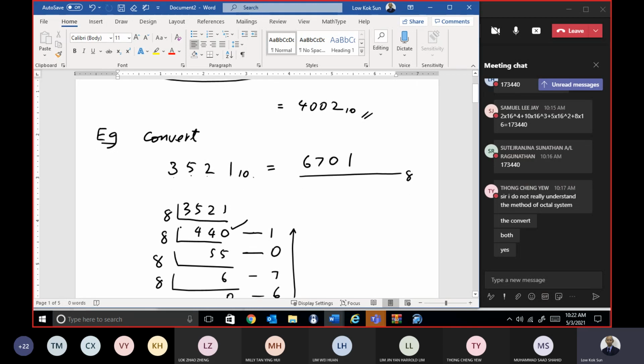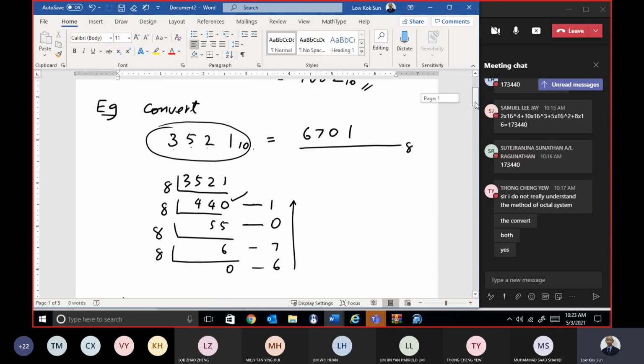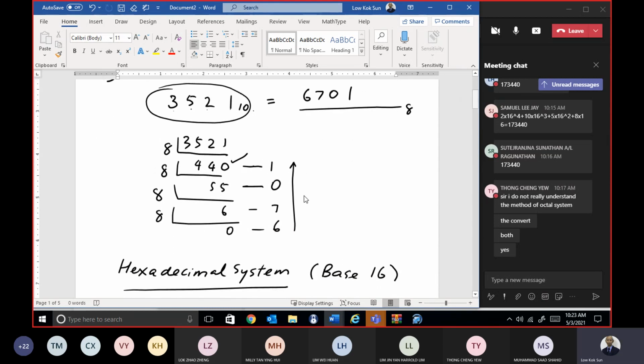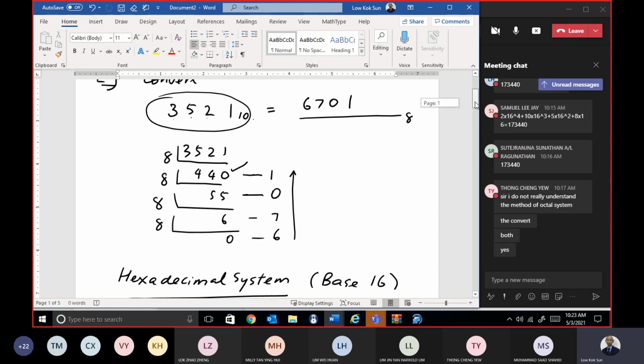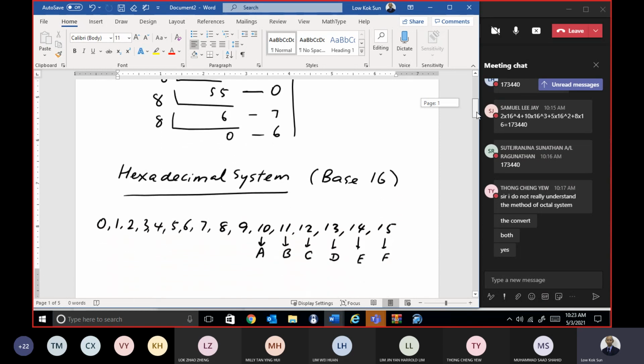This example shows how to divide, because 10 is our ordinary number. I want to convert into 8, so I divide by 8. You just need to be careful when you divide. Just take the remainder and the answer comes out. Maybe during the tutorial we can do more.